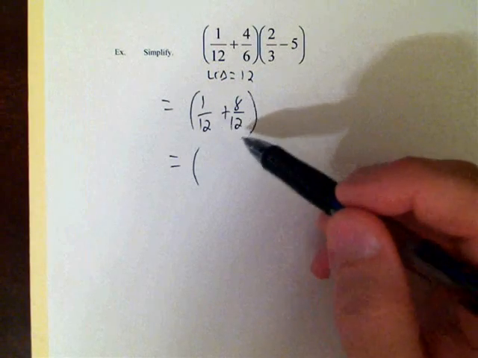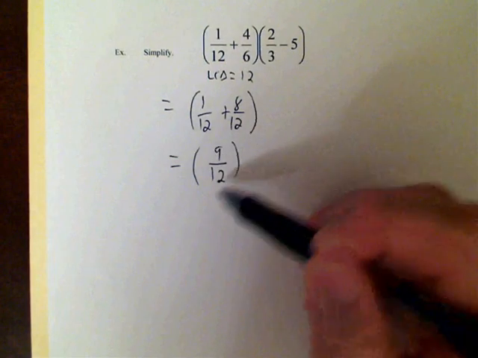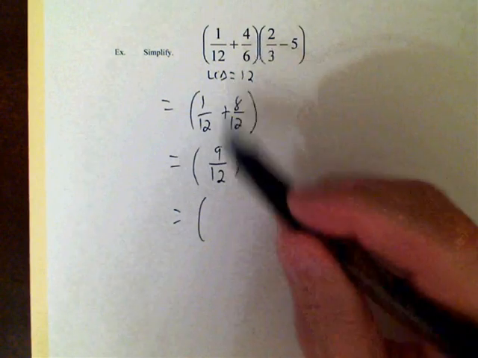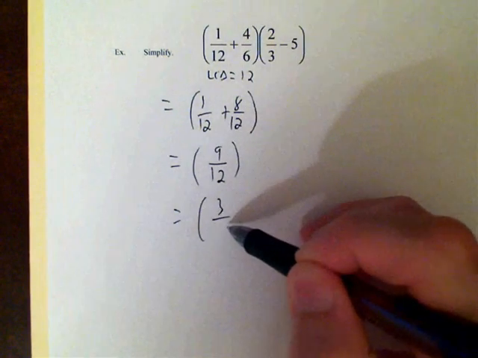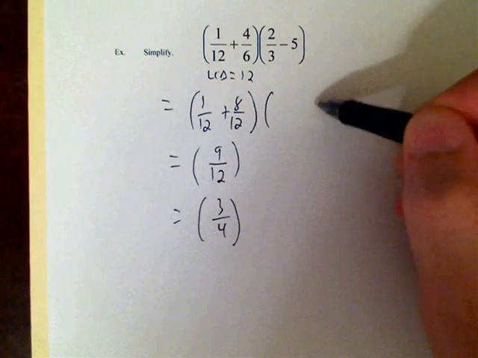Let's add these two fractions because we have common denominators. Keep it. 1 plus 8 is 9. And now I'm going to go ahead and reduce. 3 goes in both of these. 3 goes in 9 3 times. And 3 goes in 12 4 times. Now let's do the second fraction.